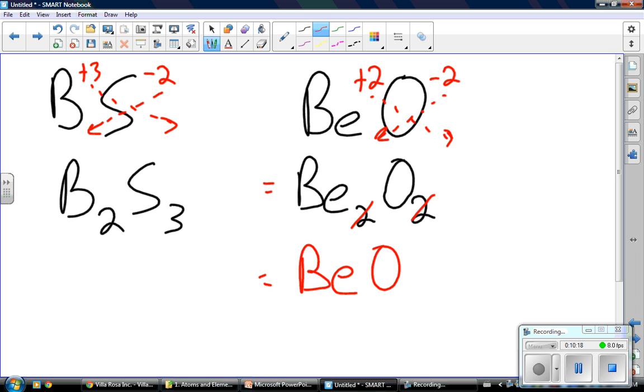And that's true for all ionic. Only ionic. So if you had boron nitride and you do crisscross, you're going to get B3N3. Can we reduce that? Yeah, it's a common factor, so we can just make that BN.